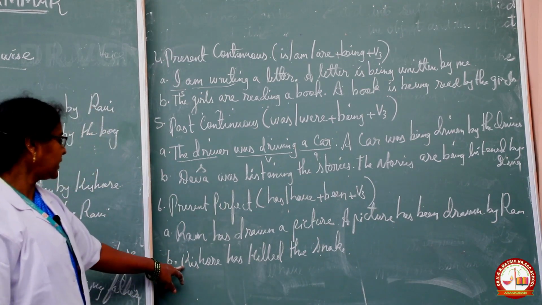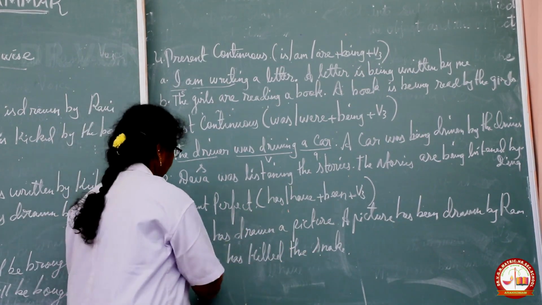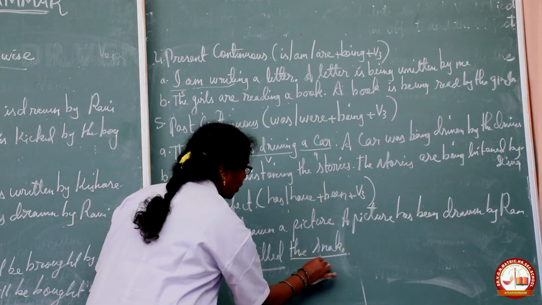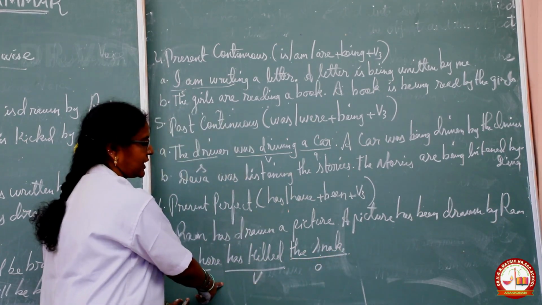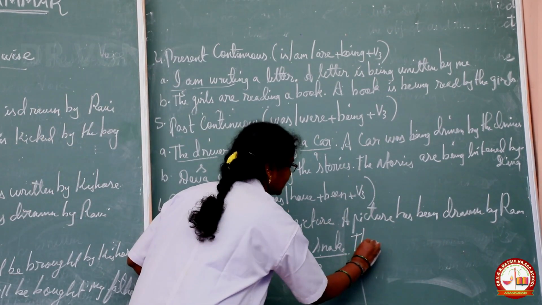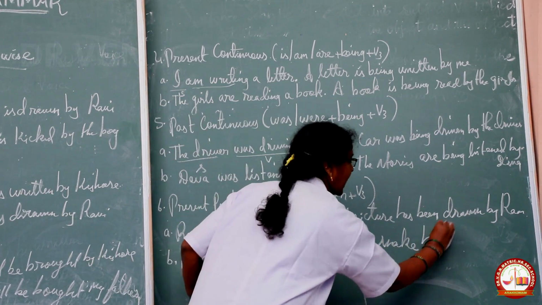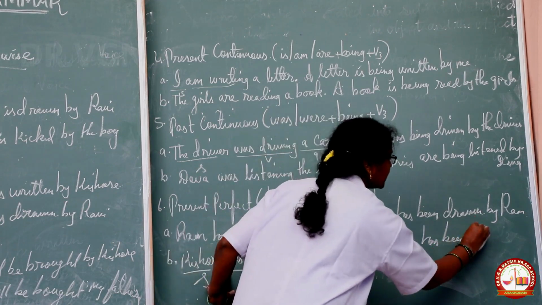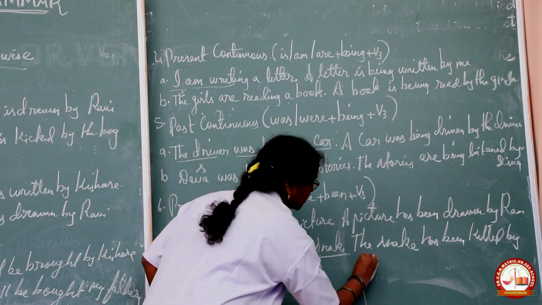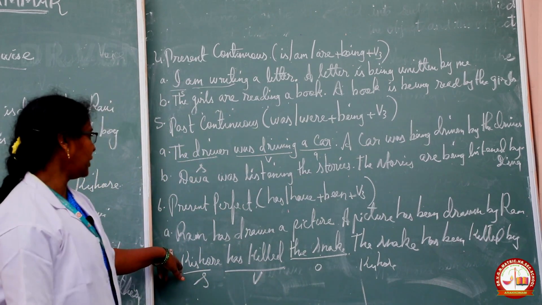Another example, see, Kishore has killed the snake. Same thing here also. Kishore is the subject, has killed is the verb, the snake is the object. So it is in present perfect tense. So you must change into passive voice. So what is the format? The snake has been killed by Kishore. So this is the present perfect tense.